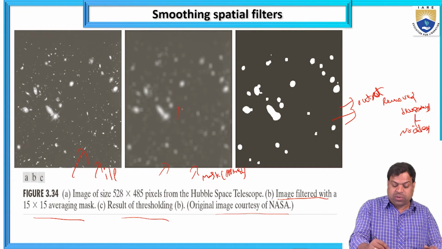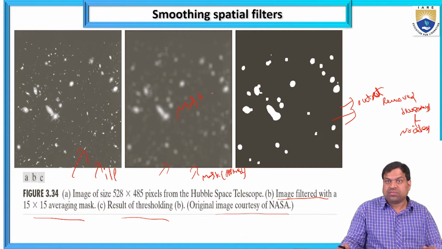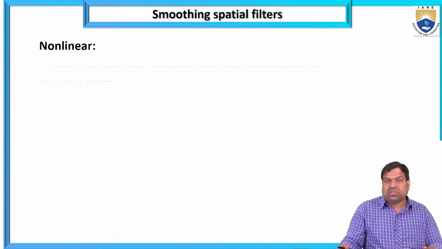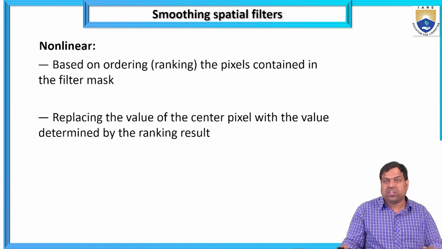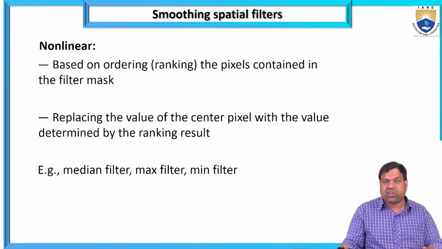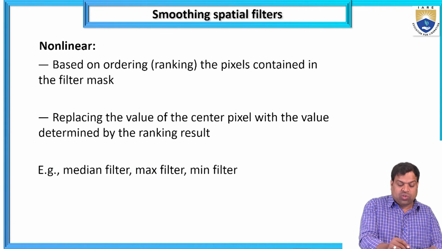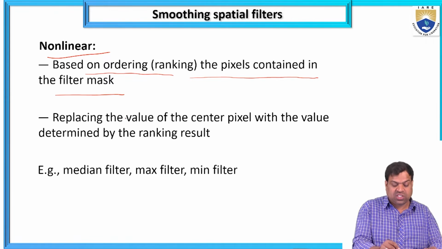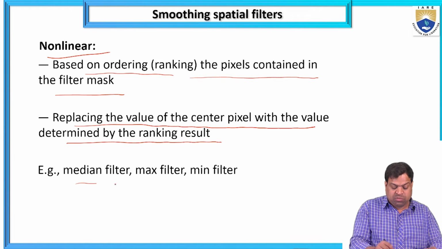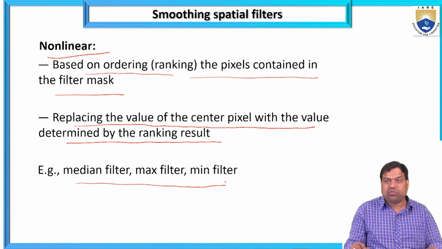Okay. So here I am applying the mask. Another one is a non-linear filter. Based on ordering or ranking the pixels contained in the filter mask, it replaces the value of the center pixel with the value determined by the ranking result. And examples are median filter, maximum filter, minimum filter. What are the examples means? Median filter, maximum filter and minimum filter. These are the non-linear filtering.